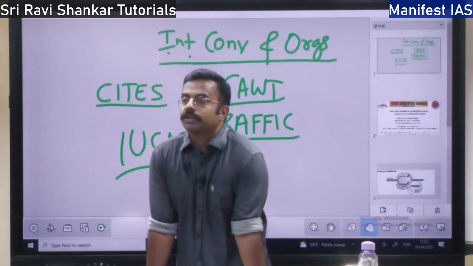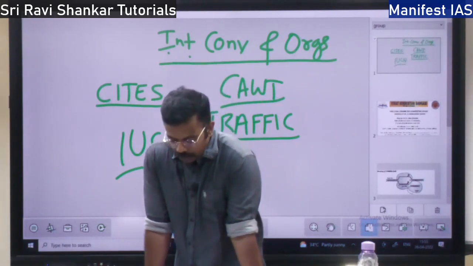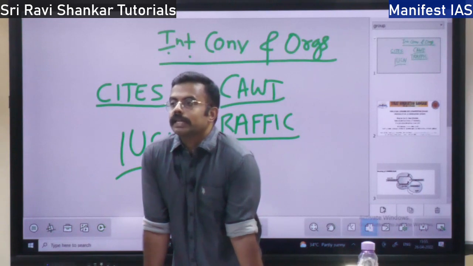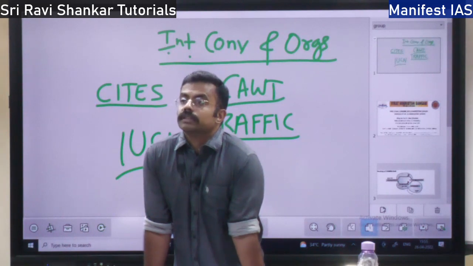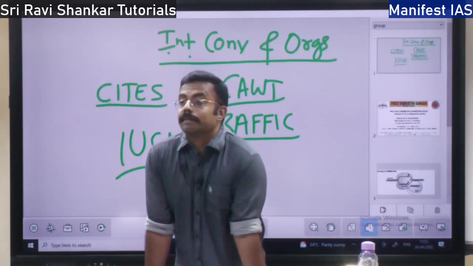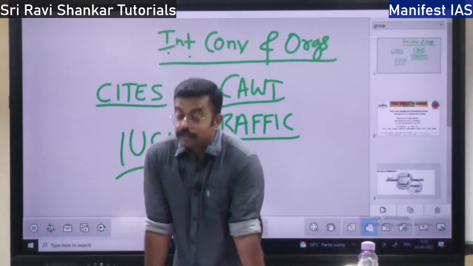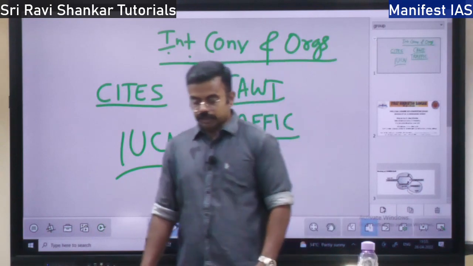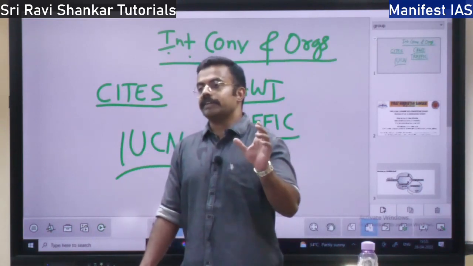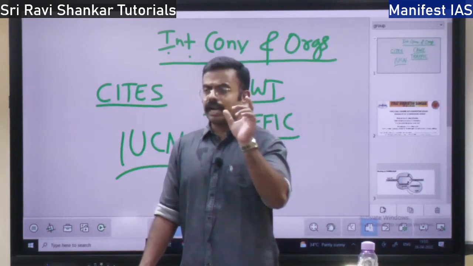What is the objective of this convention? It is to protect human health and environmental health from the hazardous effects of the chemicals. So we have to protect the humans as well as the environment. That is the goal of this. Here it categorizes the waste into hazardous waste and other waste.